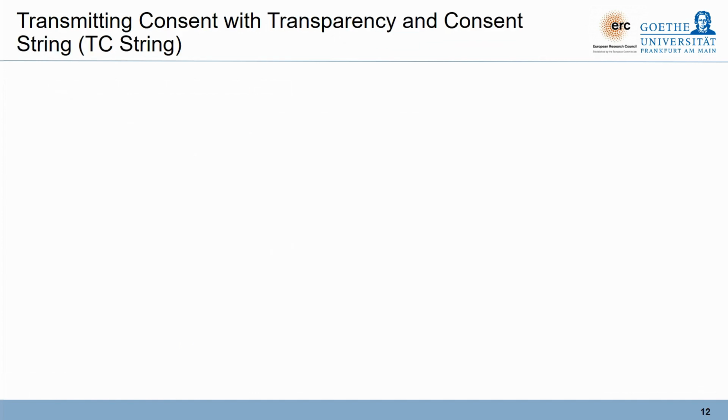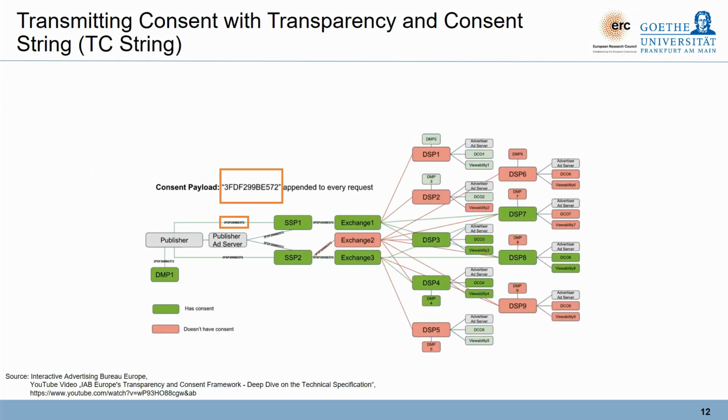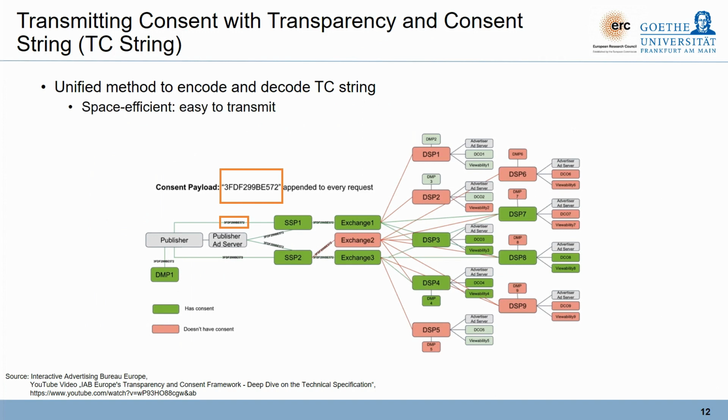Then, firms can transmit consent with the TC String. This figure illustrates a network of the online advertising industry. There are many firms, and they form a complicated network. The consent string payload is appended to every ad request that flows in the network. Under the TCF, all firms share a unified method to encode and decode the TC String. The method is space-efficient, so it's easy to transmit. With the common encoding language, every firm can now understand who gets user consent for which purpose. User data only goes to the green players who receive user consent.